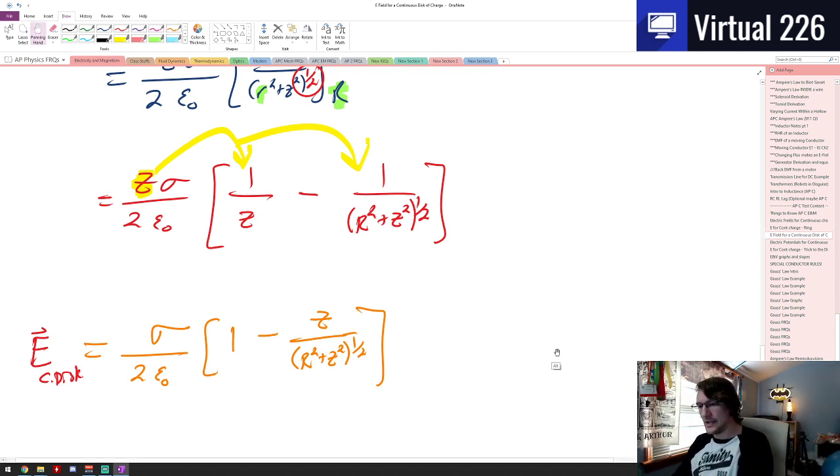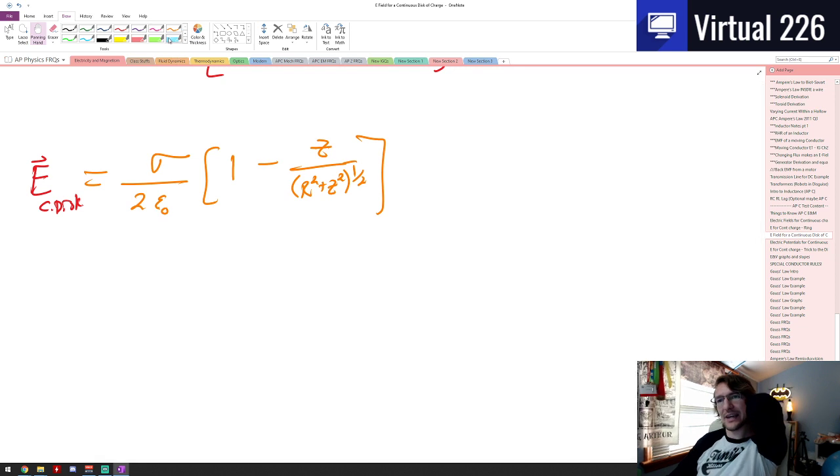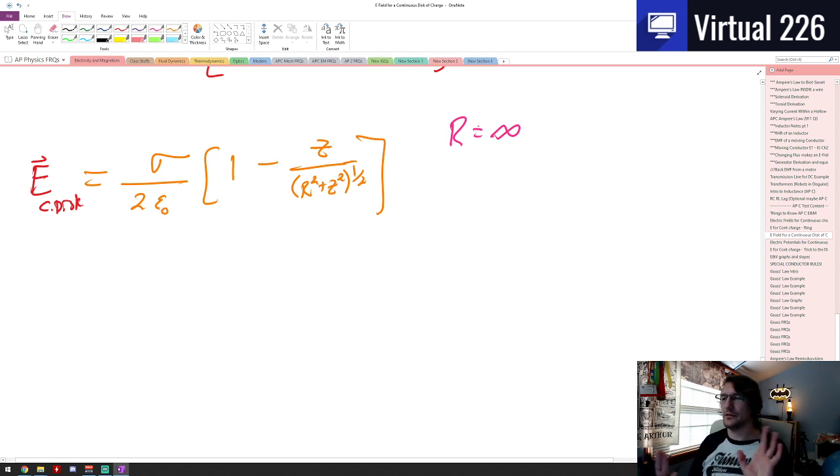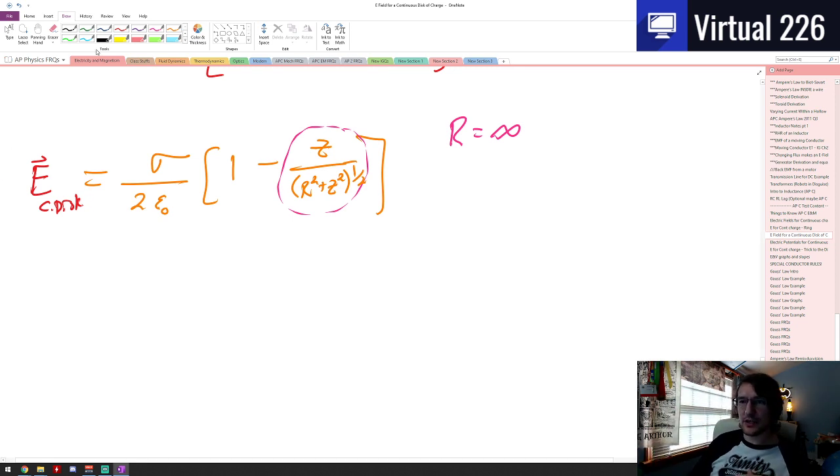The nice thing about this, if you're thinking about the problem, if you make the radius of the disk infinite, so it's an infinitely large disk, then what's going to happen is this second term here, this is going to be like z over infinity, and that's going to essentially be 0. So what you'll find is that the electric field over an infinitely large disk is just going to be equal to this density, charge density, over 2 epsilon naught. It's kind of a cool idea.